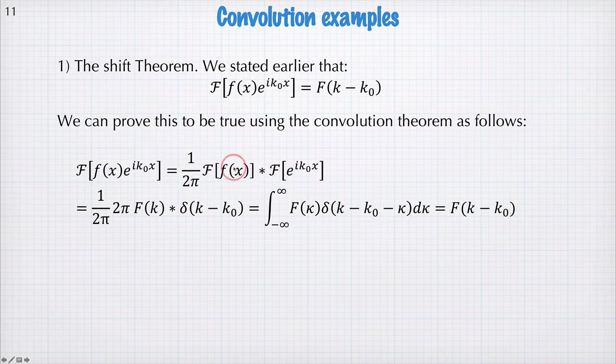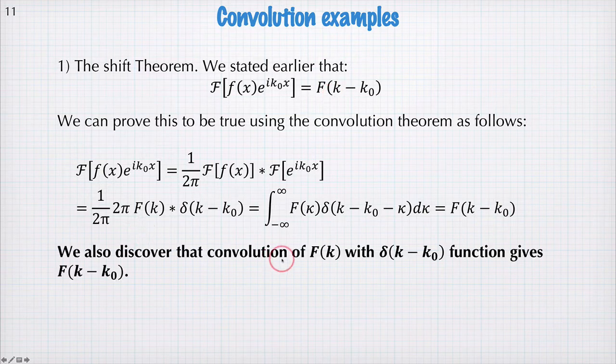The Fourier transform of f of x we can call F of k. The Fourier transform of e to the i k naught x is a delta function, delta of k minus k naught. And the convolution between these two functions is given by this here, where now I've got the dummy variable kappa. Now, we can use the shifting property of the delta function to realize that this convolution is actually just F of k minus k naught, which is what we set out to prove.